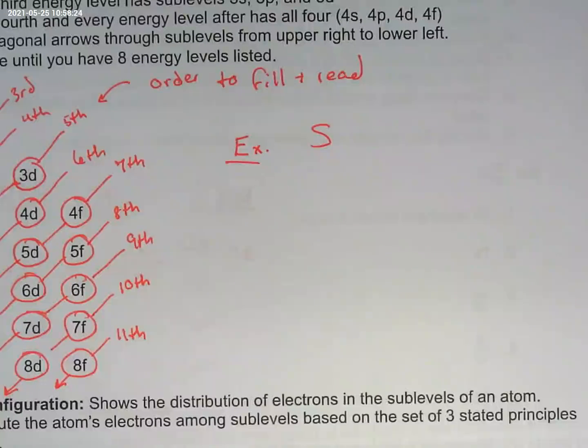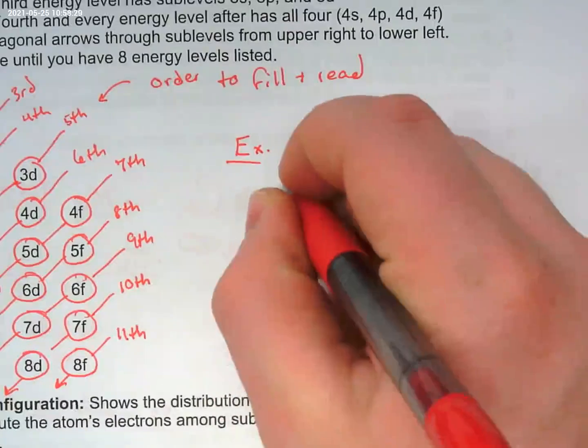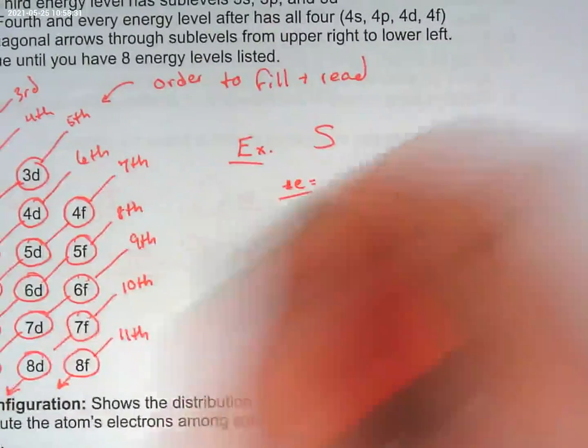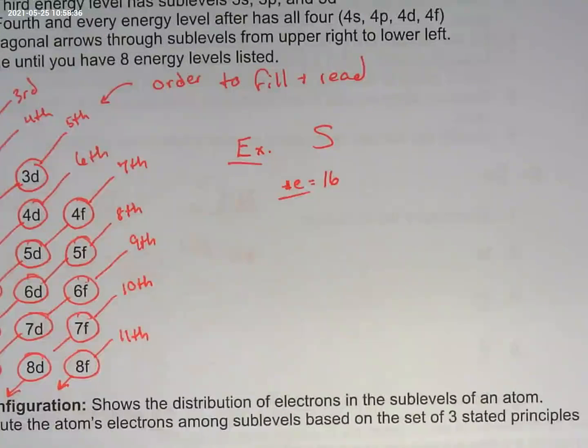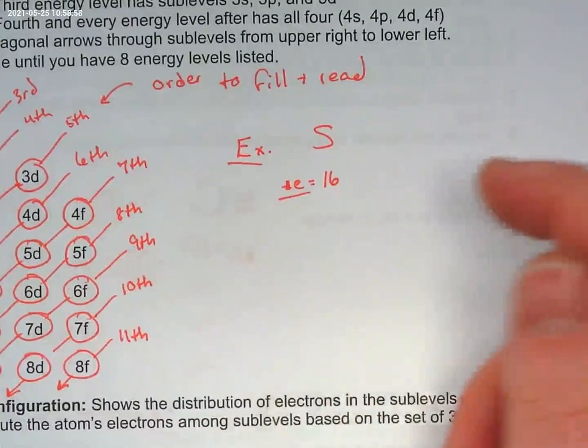You're going to look at the periodic table and find out the number of electrons that sulfur has. Sulfur happens to have 16 electrons. The way we know is we look at the atomic number, which is the number of protons. If it's a neutrally charged atom, which this one is because it's not an ion, it should have the same number of electrons as protons. So if it has 16 protons, it must have 16 electrons.